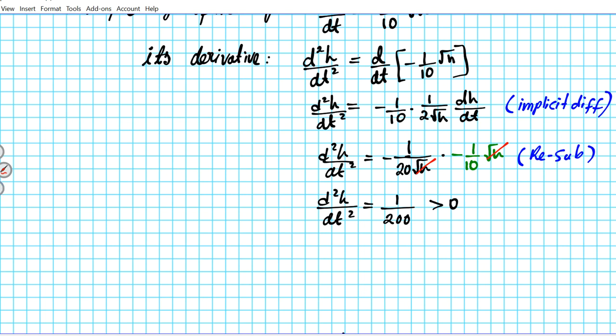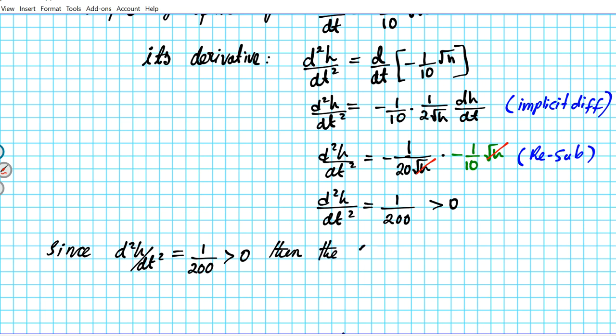Okay, so let's explain our reasoning. Since the second derivative, or the rate of change of the height, is equal to 1 over 200, which is positive, then the rate is always positive, okay?